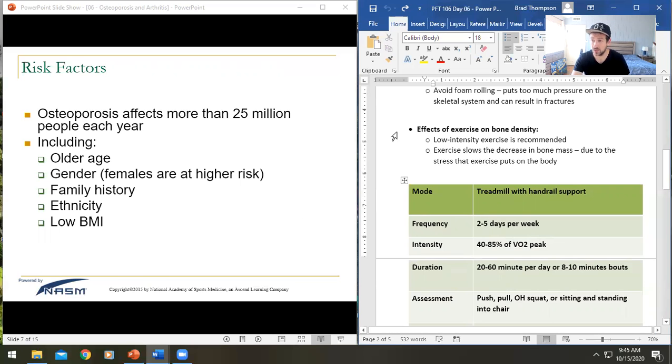What are our risk factors? Who's going to have osteoporosis? Older clients. Females are generally at a higher risk. We do see that if you have a family history, that's going to show up. We still don't know 100% why some people are genetically predisposed to this, but we do know that sometimes you just have a greater risk factor.